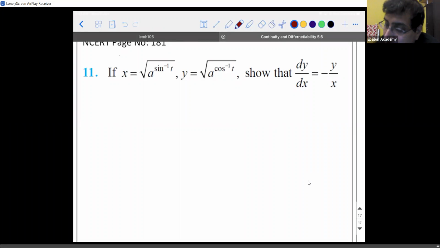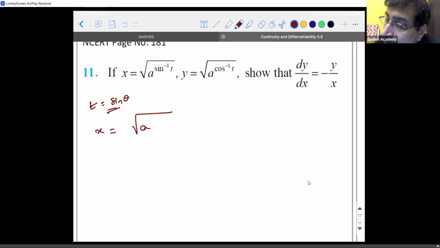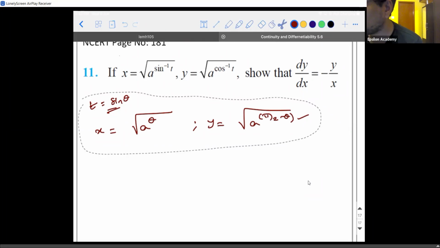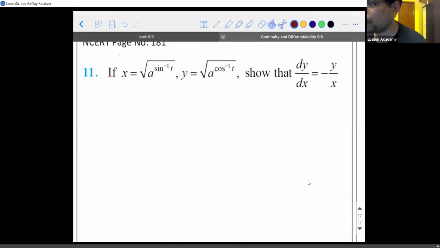Actually, I thought of putting t is equal to sine theta and then proceed. If I put t is equal to sine theta, then x would have changed to root of a power theta, and y would have become root of a power pi by 2 minus theta. This is the reason why I didn't want to substitute. Instead, I will handle this function itself. So no need to substitute. We will directly proceed using the parametric form. So how to do, guys?